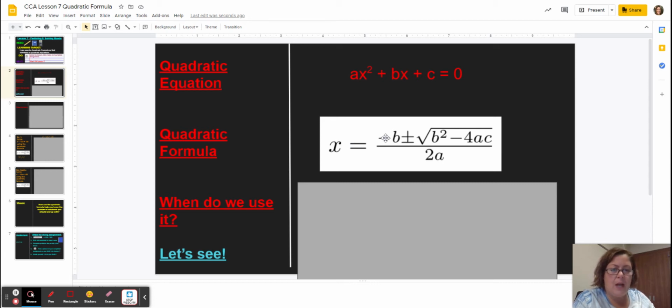X equals opposite b plus or minus square root b squared minus 4ac all over 2a.